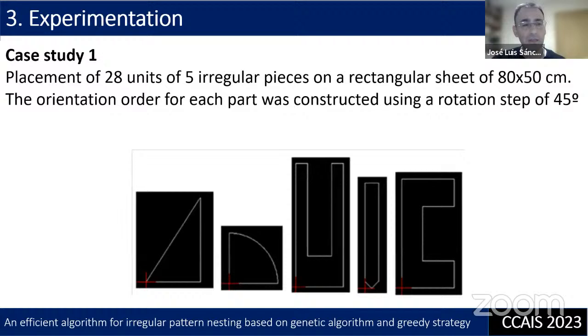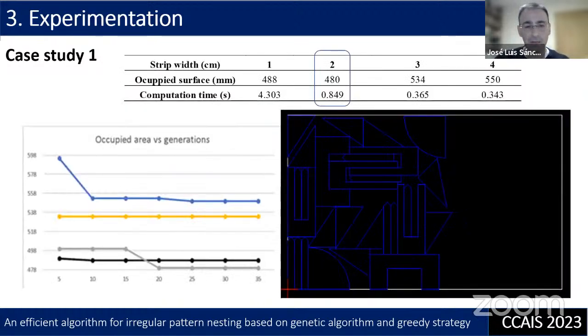In the first case study, we try to place 28 units of 5 irregular pieces on a rectangular sheet of 80 times 50 centimeters, and we use a rotation step of 45 degrees. This is the final occupation we achieve with our method, and we finally observed that the strip width of 2 centimeters was the best.